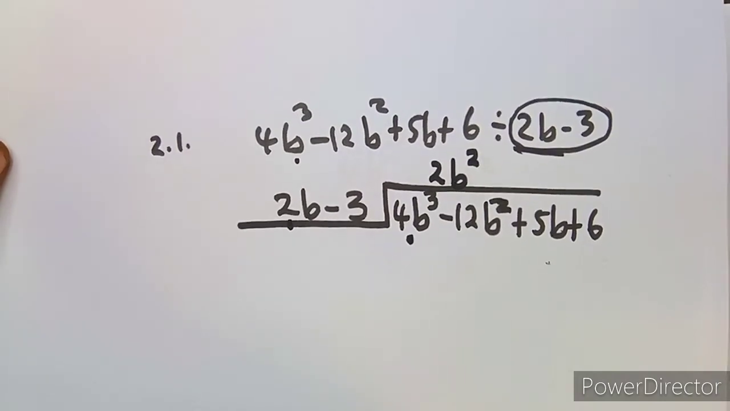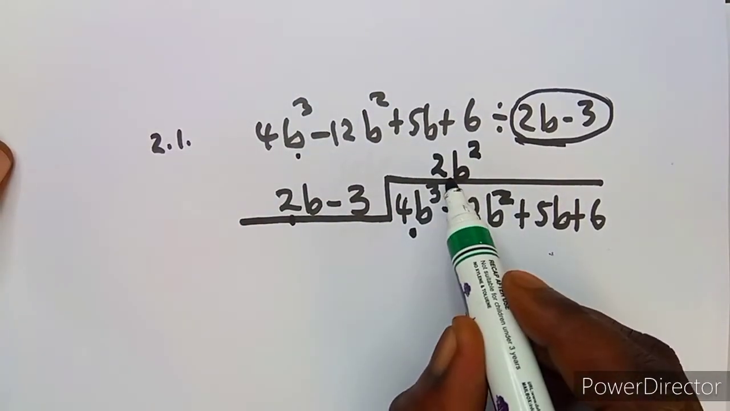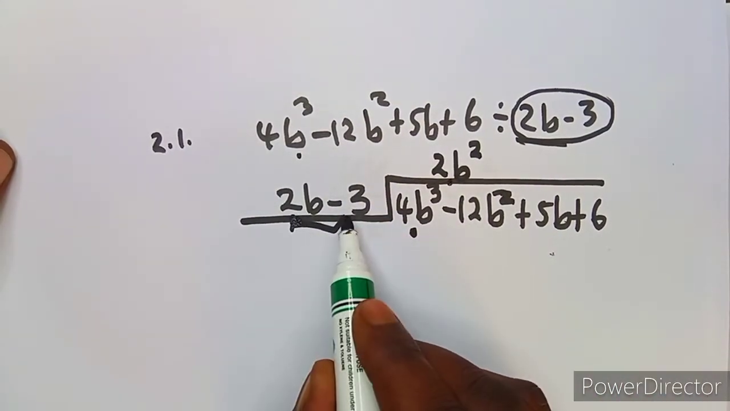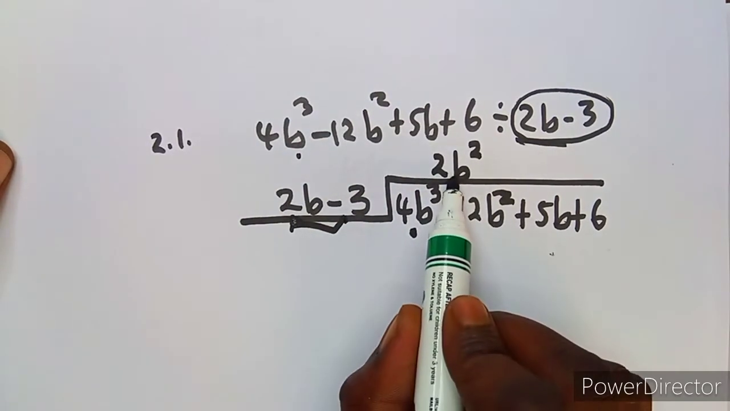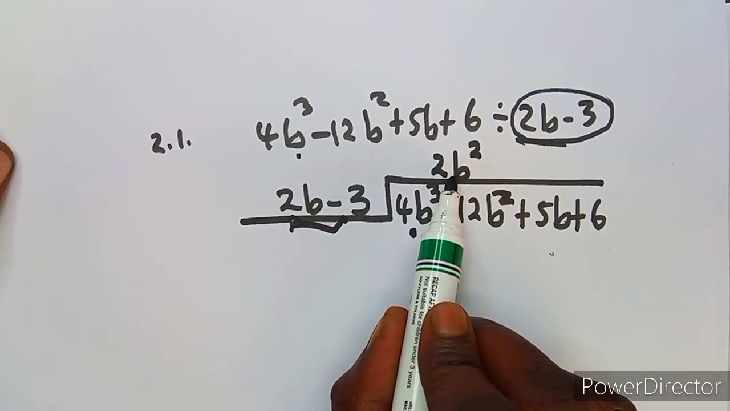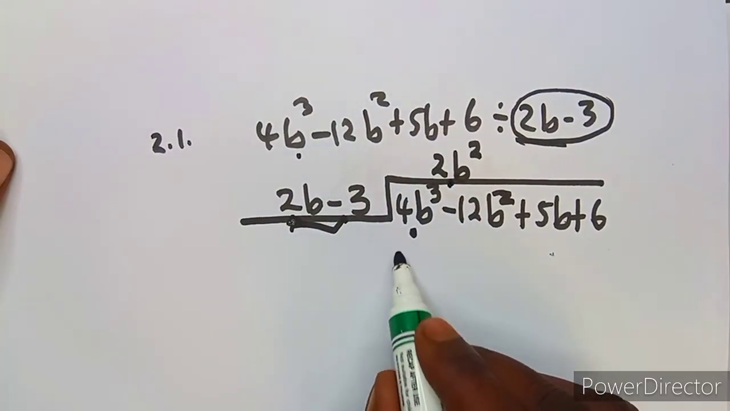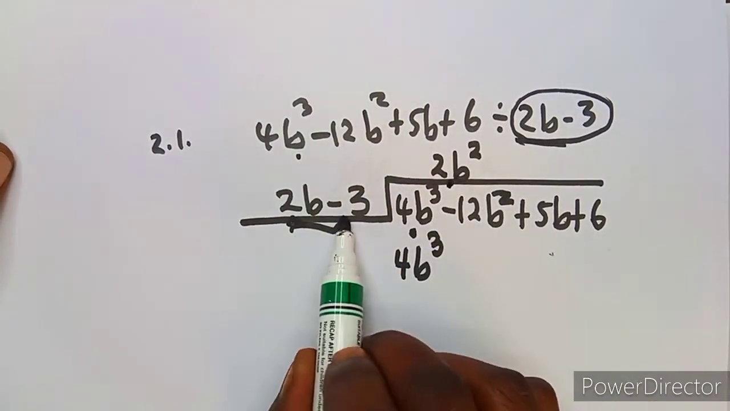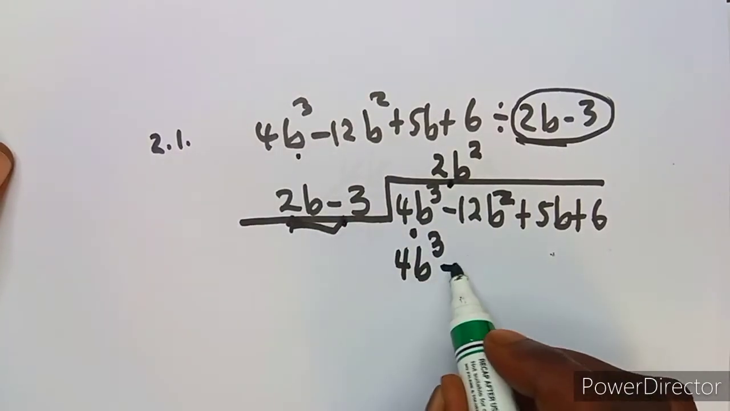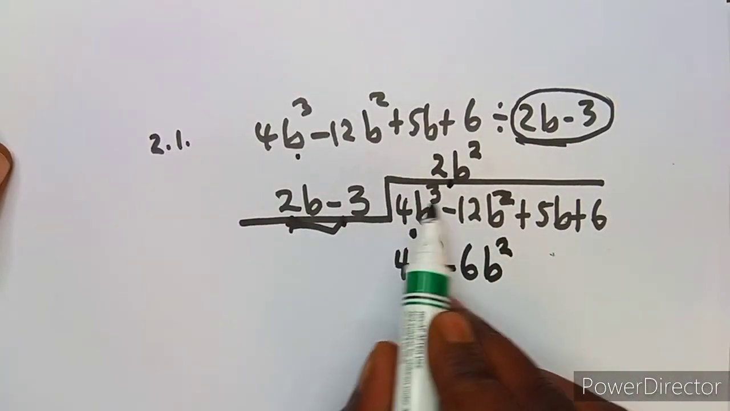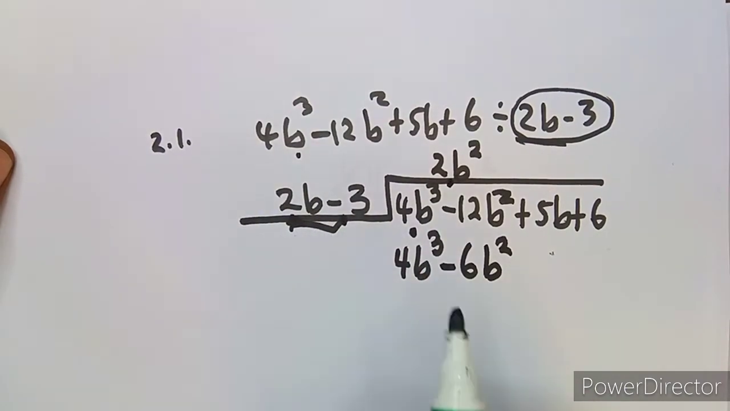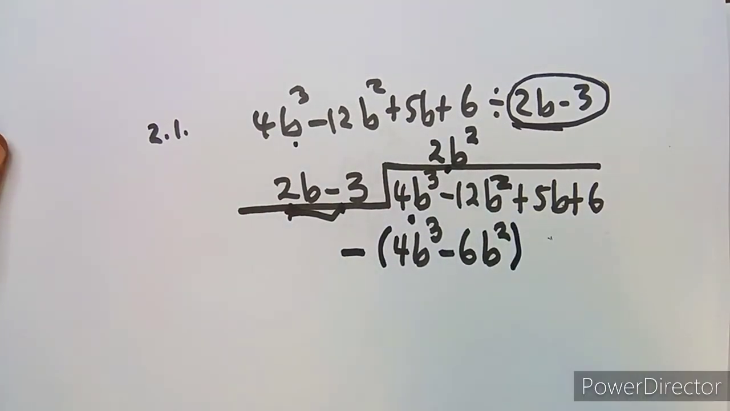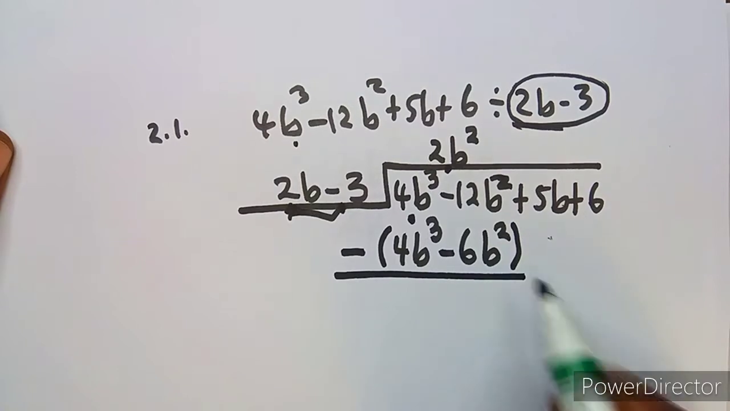Okay, so take note, guys. The answer that you obtain here, you multiply it back with these two terms, 2b and minus 3. So you multiply everything. It's 2b squared times 2b, so it's going to give you 4b to the exponent of 3. You multiply again 2b squared times minus 3. So it's 2 times minus 3, which is minus 6b squared. So you divide, then you multiply back everything. Okay, after multiplying, what are you going to do? You subtract whatever that you're going to get. Okay, so let's subtract and see what you're going to have.